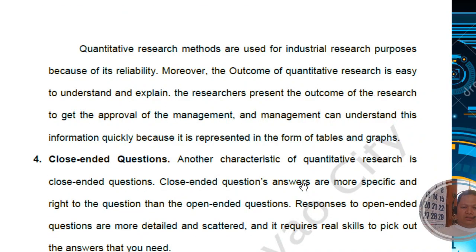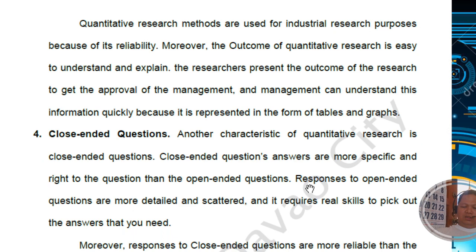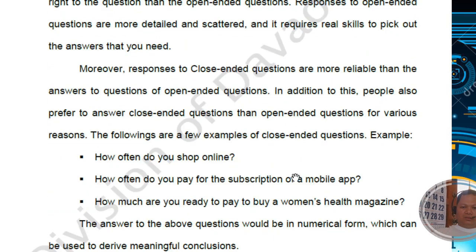Then, number 4, as I said earlier, is close-ended. Meaning there are already specific questions and answers that the respondents will choose in your survey instruments. Okay. Examples of these are: how often do you shop online? How often do you pay for the subscription of a mobile app? And how much are you ready to pay to buy a women's health magazine?